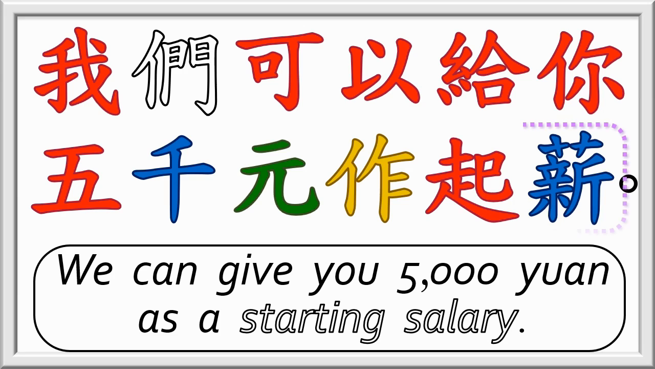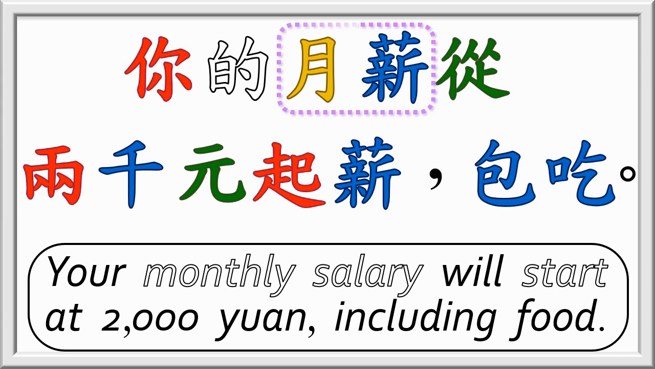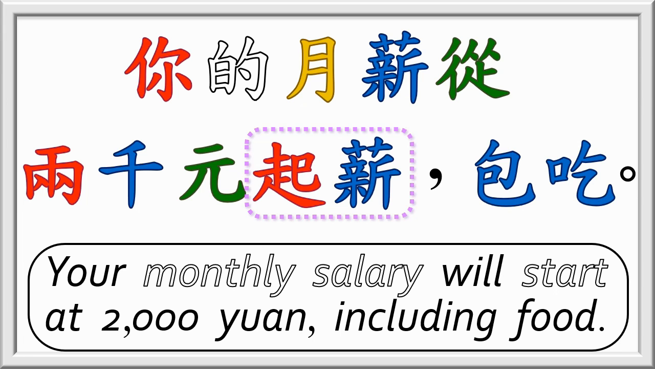A starting salary is rendered as 起薪。我们可以给你5000元做起薪。We can give you 5,000 yuan as a starting salary. 你的月薪从2000元起薪，包吃。Your monthly salary will start at 2,000 yuan, including food. Notice that 包 from lesson 14 also means to contain or include.